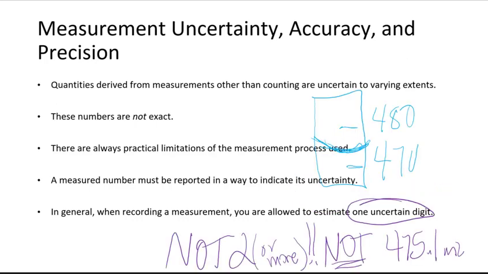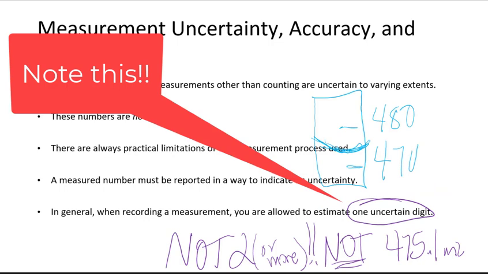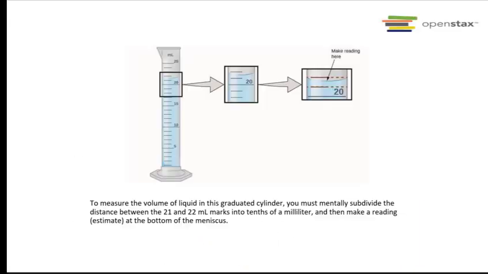So it was somewhere in between 470 and 480. So they estimated to the ones position. So again, you estimate one uncertain digit.